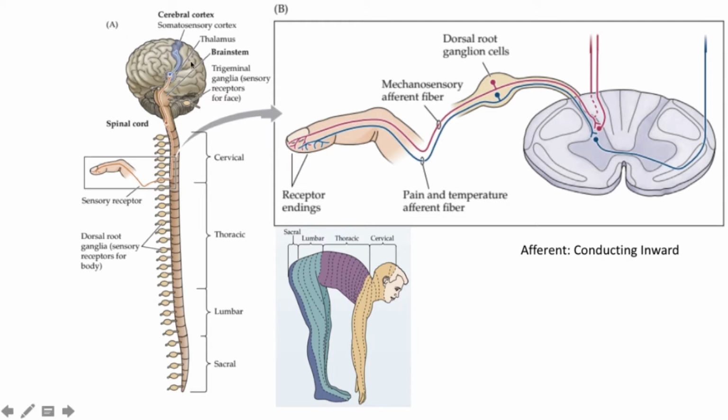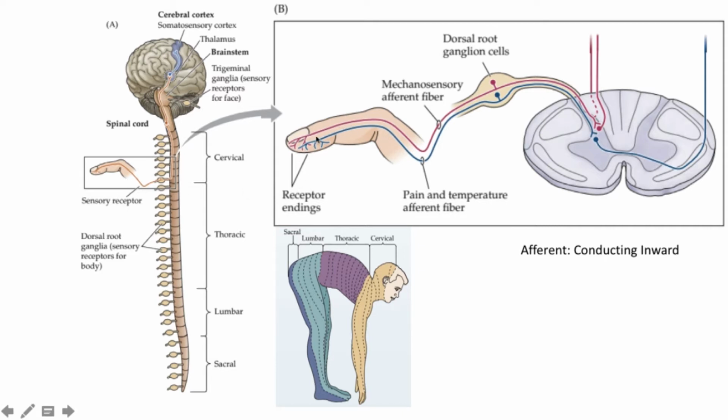We can see also the thalamus here, and below the thalamus we can see the brain stem, and below that we can see the spinal cord. So this entire thing is the central nervous system. How does it work? Well, look at one sensory receptor.